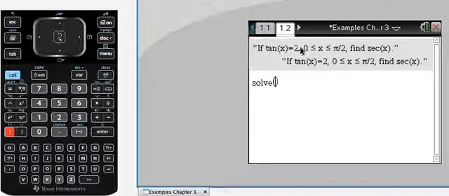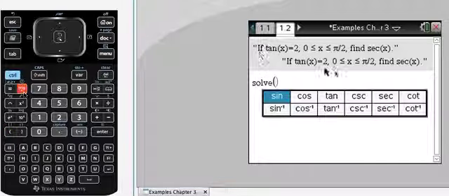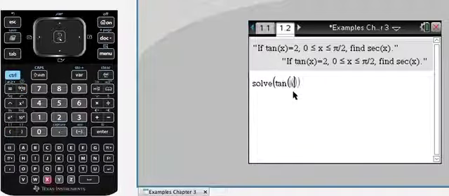We're going to put our equation in, which is tan x. So go to your trig, get your tan x is equal to 2. That's our equation, comma, x, because we're solving that equation for x. Now normally you would push enter at this point to get your answer, but we want to state this domain that we're solving over. So we're going to use the symbol for such that.